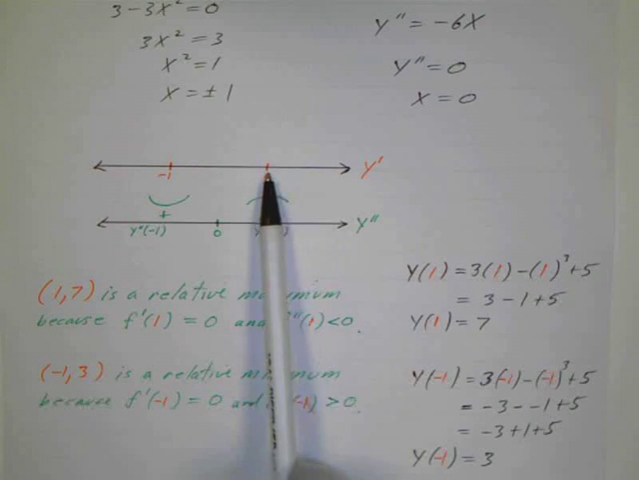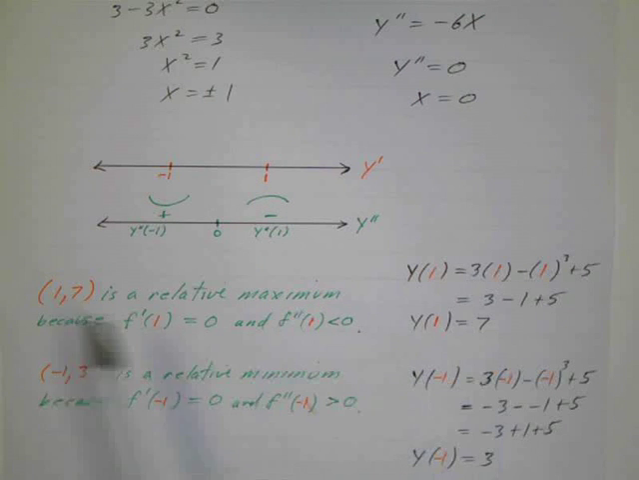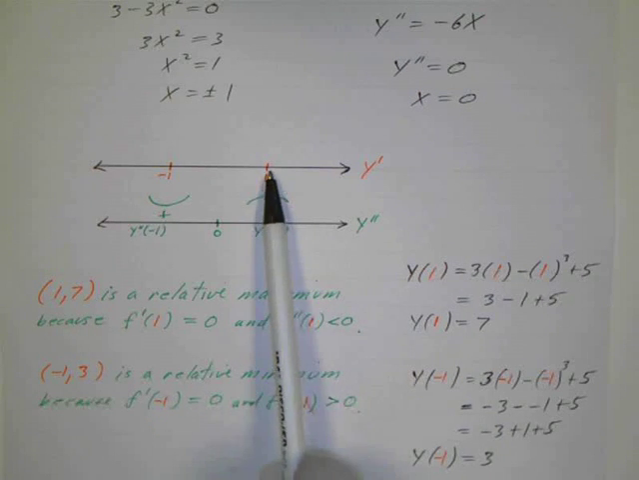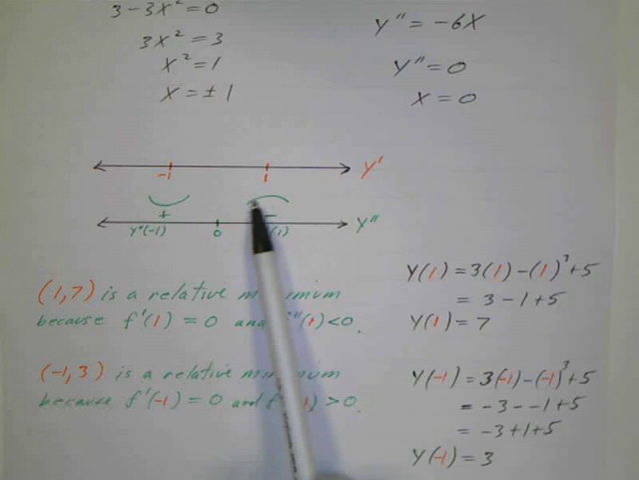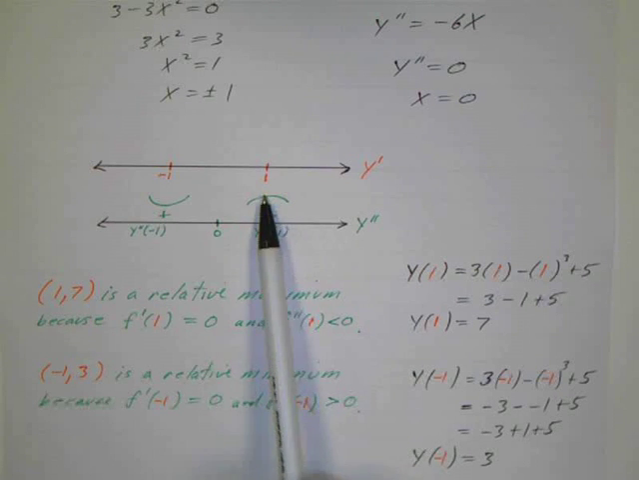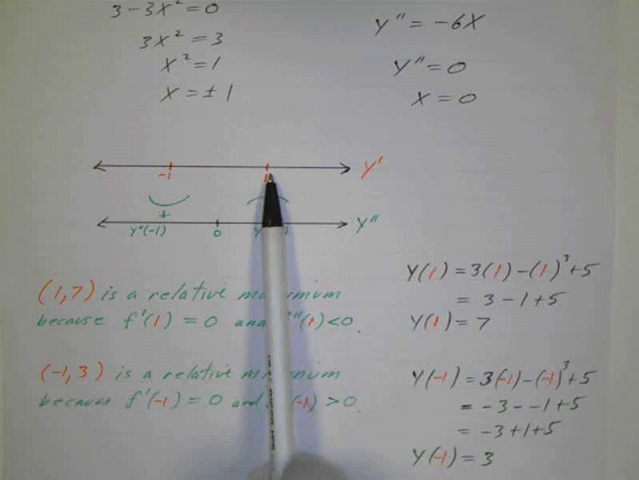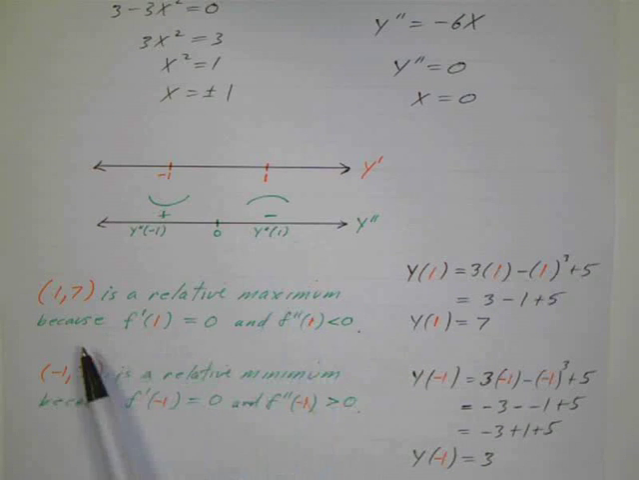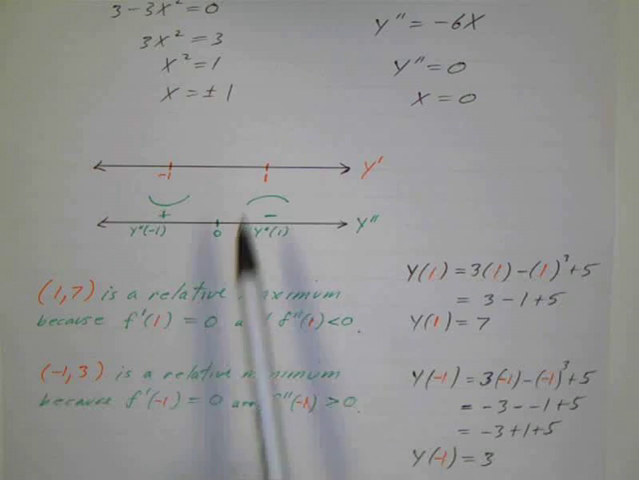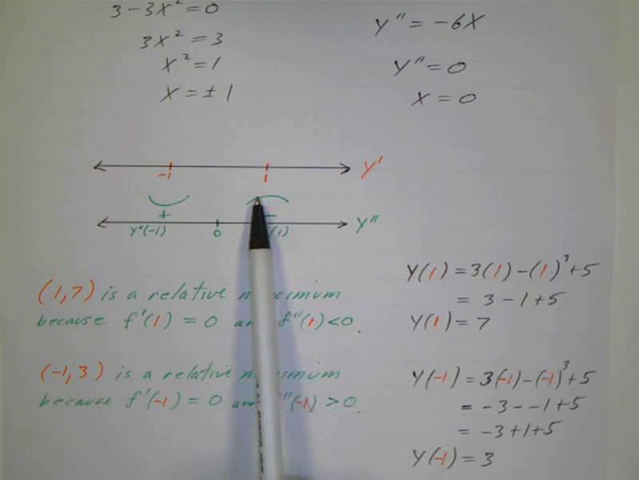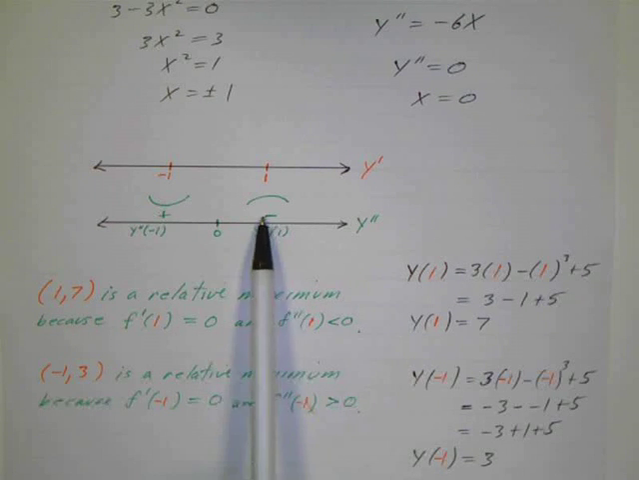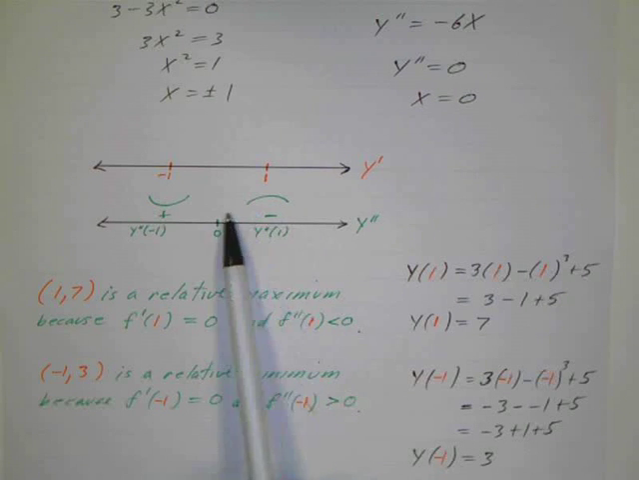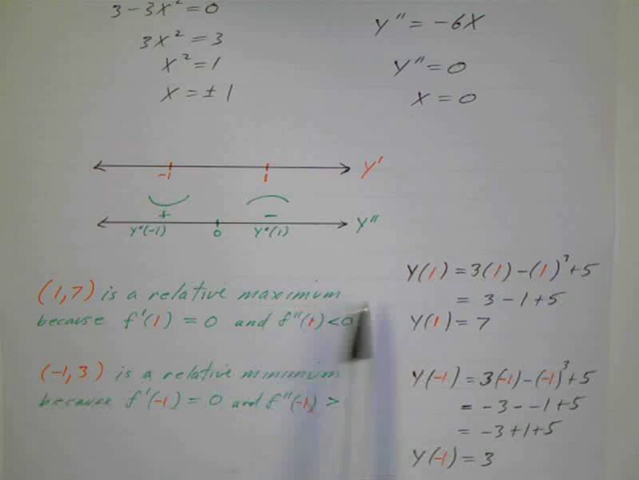So the first one is over here. At 1 I've got 7, so my point is (1, 7). And you can see here, since the first derivative value is 0, it's a critical point. And since my second derivative is negative, that means it's going to be concave down. That means this is going to be a relative maximum. So I can say the point (1, 7) is a relative maximum because f prime of 1 equals 0. That means the slope here is 0. And f double prime of 1 is less than 0. So f double prime is negative, which implies it's concave down, which implies that that's a relative maximum.